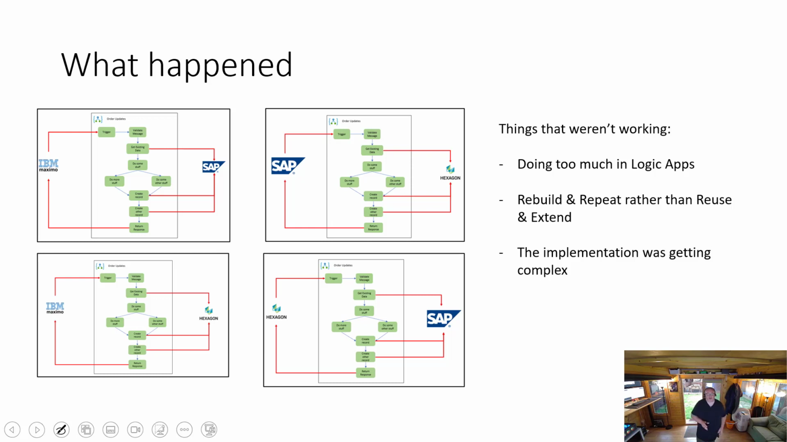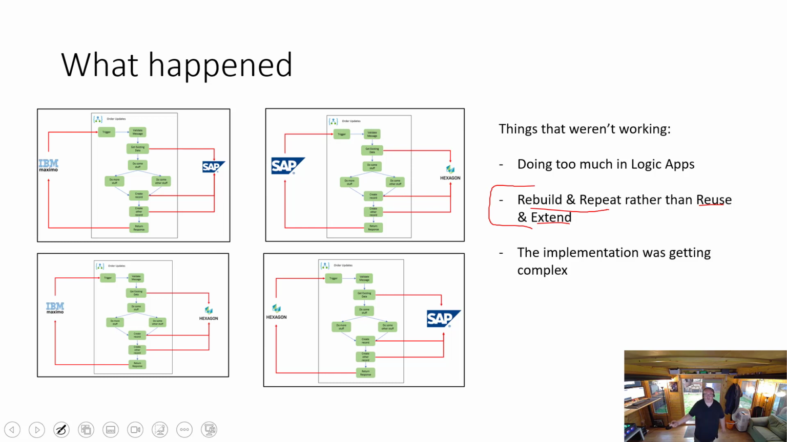So as we scaled it up, you can see here that this is the thing I was on about. We end up with these complicated logic apps. There's more of them, and it just slows you down. Every time you've got to change stuff, it becomes challenging. Every project kind of becomes rebuild and repeat rather than reuse and extend.